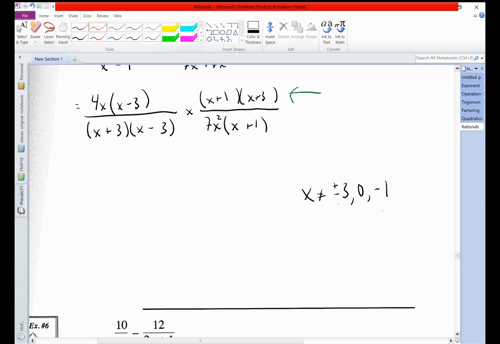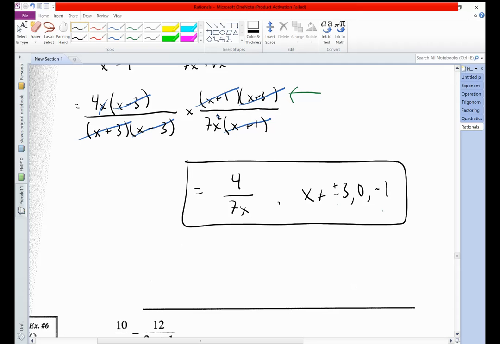Now we can just start canceling things out. So I have x minus 3, x minus 3. I have an x plus 1, x plus 1, an x plus 3, an x plus 3. I have an x and an x squared. So now what I'm left with is 4 over 7x. And that's it. That's not so bad.